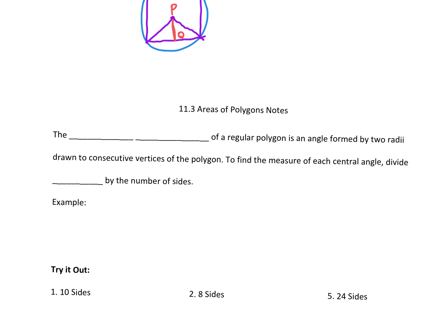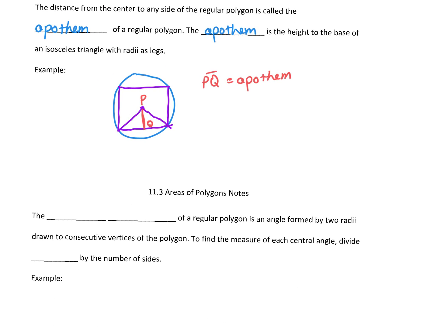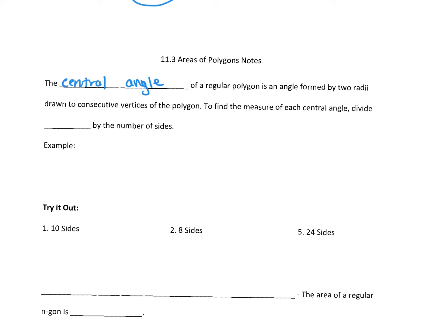The next one is the central angle. The central angle of a regular polygon is formed by the radii drawn to consecutive vertices. So to find the measure of the central angle, you just take 360 and divide that by the number of sides. So let's draw a pentagon inside this. So there's 5 sides. Not the best pentagon, but it has 5 sides.